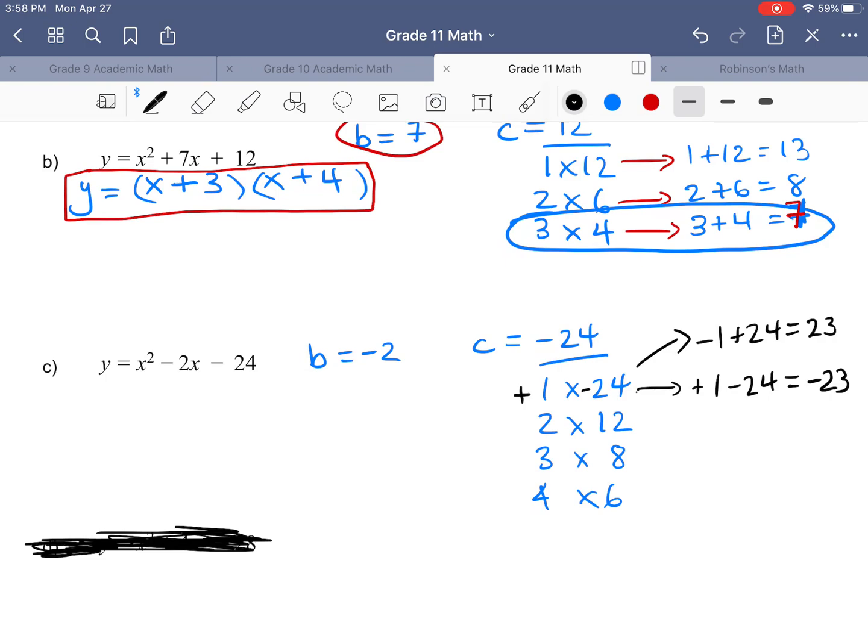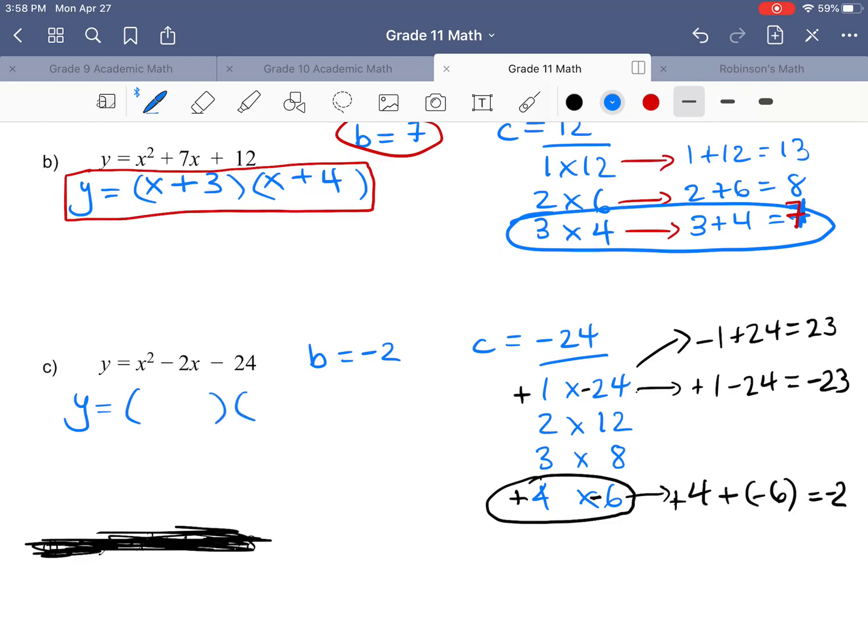We go down our list, and our answer is actually right here at the bottom. So if we have a positive 4 and a negative 6, these two numbers are going to add to give us negative 2. So positive 4 plus negative 6, that gives us negative 2. So right here, we have the numbers we want, positive 4 and negative 6.